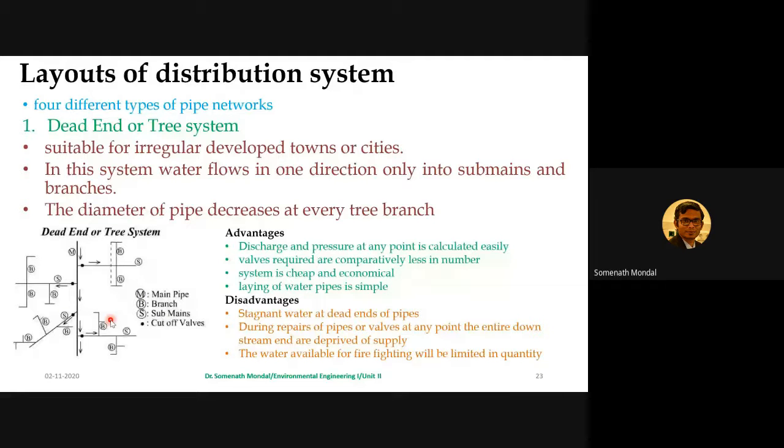In this system, the water flows in one direction only into submains and branches, and the diameter of the pipe decreases at every tree branch, because once it starts from there, the rate of discharge is very high. Once you go towards different tree branches, the quantity of water which needs to be conveyed is reduced, and therefore the diameter keeps on reducing, and it's one way. So towards the dead end the diameter should be minimum.